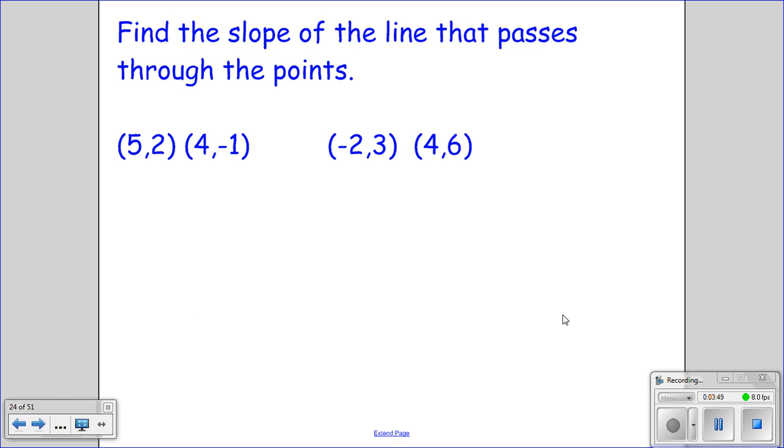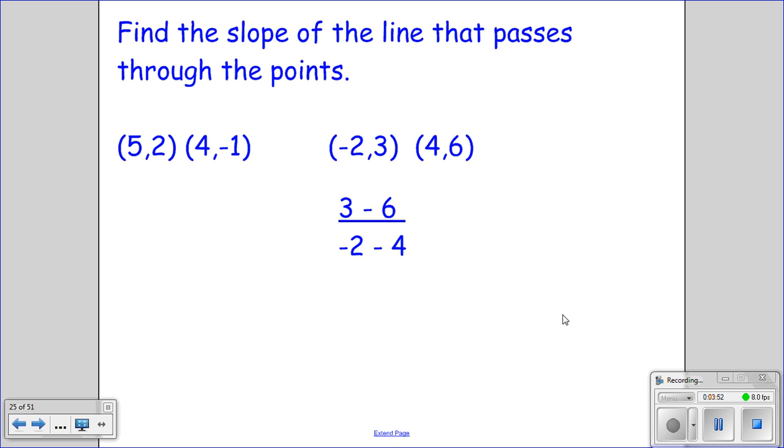Let's now do negative 2, 3, and 4, 6. We know that that's 3 minus 6 over negative 2 minus 4. That gives us a negative 3 over a negative 6, which we must simplify to 1/2. When you have that double negative, always take care of it and make it a positive.